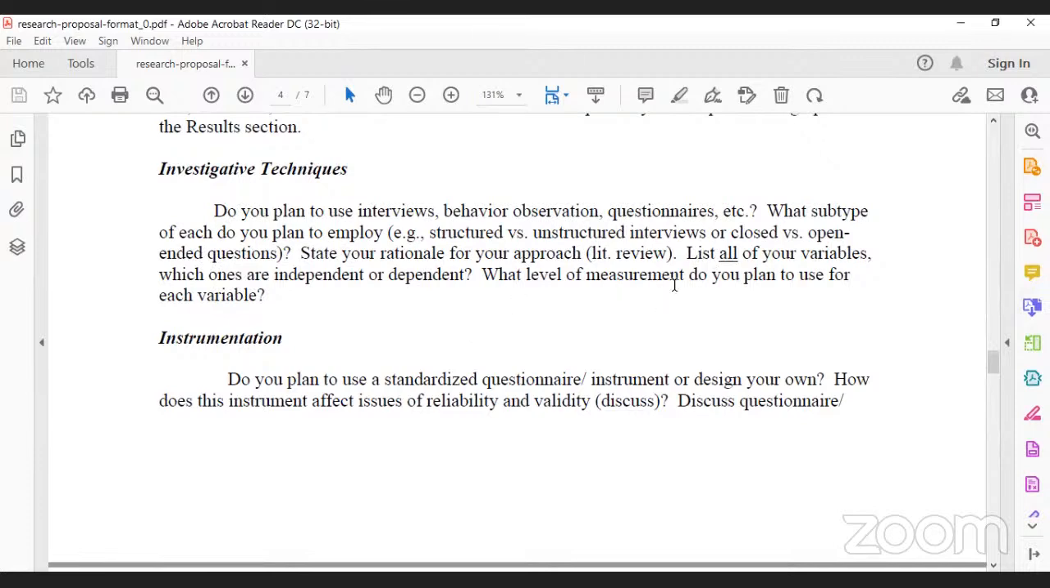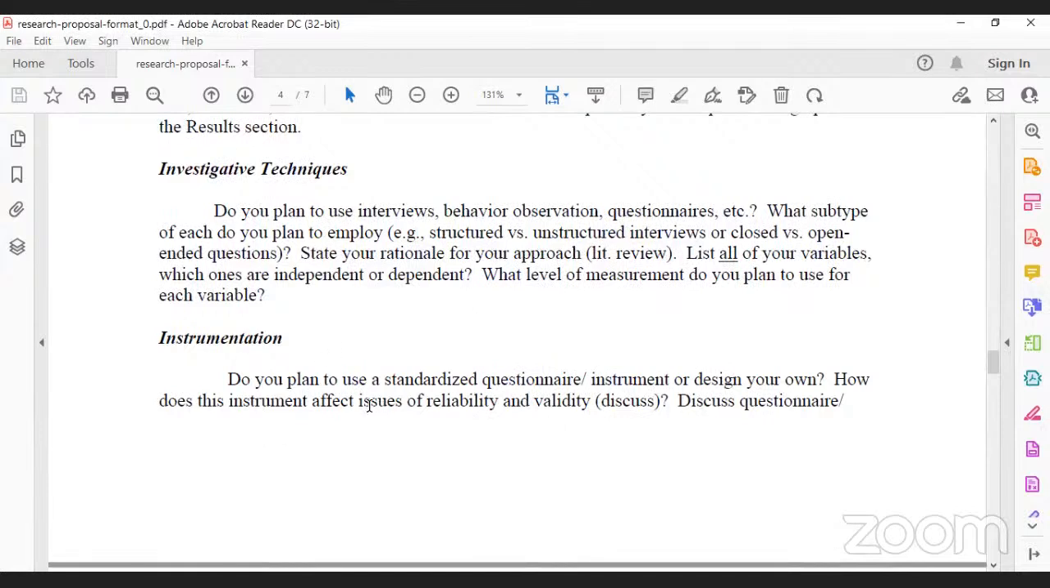For some variables, the response type would be yes or no. For some variables, if they are attitudinal questions, suppose, what do you think about the government share on military budget, then you want to know the attitude. If you want to know that, then you would want their response on a 5-point Likert scale or a 7-point Likert scale. So what level of measurement do you plan to use?